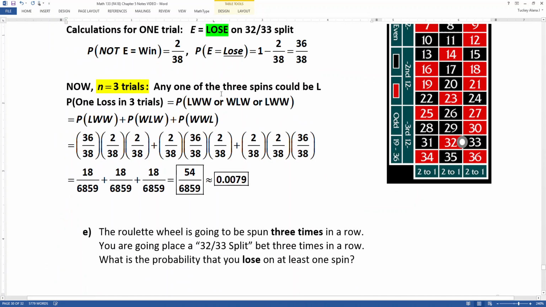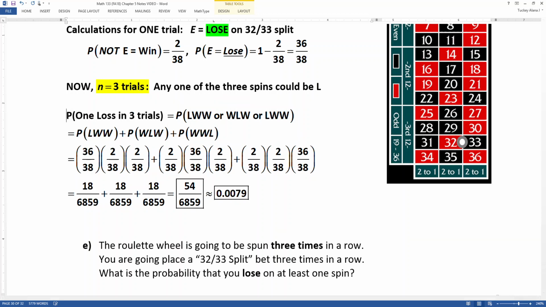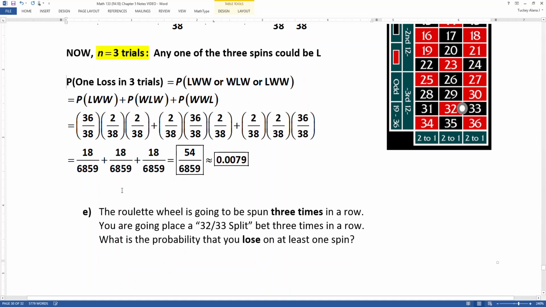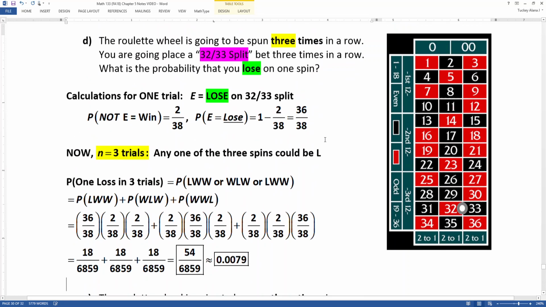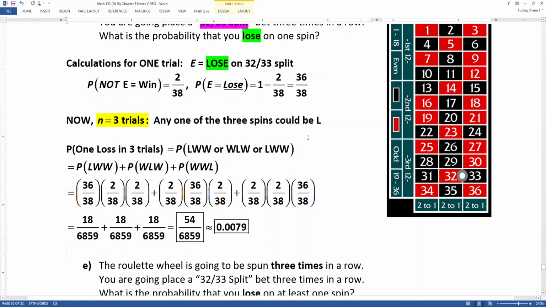So in general, betting on that split bet is not necessarily a good thing. It's not doing so well for you, right? You've got a 0.0079 chance that you're going to lose on one spin. Now you could lose on more than one spin too. So actually, it might seem like it's okay, but it won't be. Trust me, betting on a split bet is not a good idea.